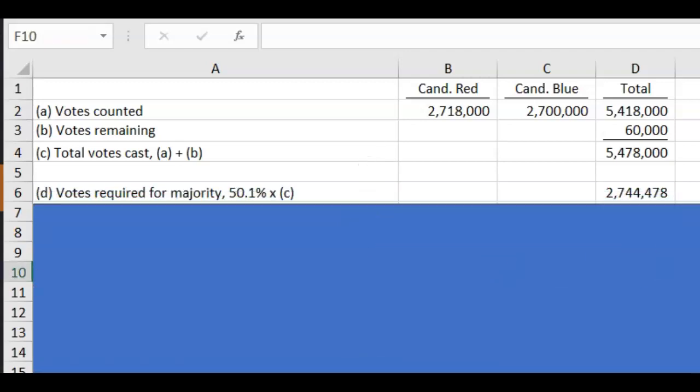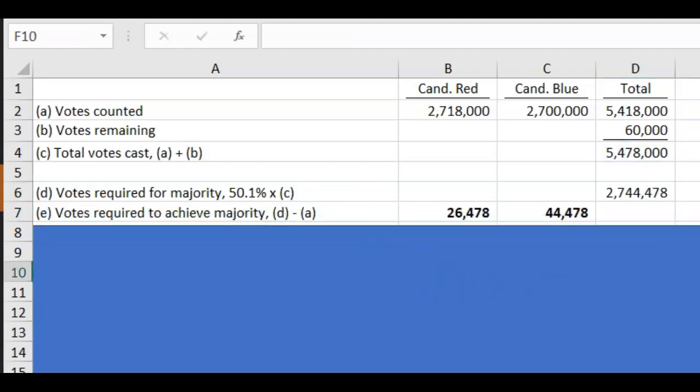The votes required for a majority, we're going to use 50.1%, not 50.05, but we'll just use 50.1. It'll be close enough for this illustration. So we take the total votes we believe will be cast times 50.1%.